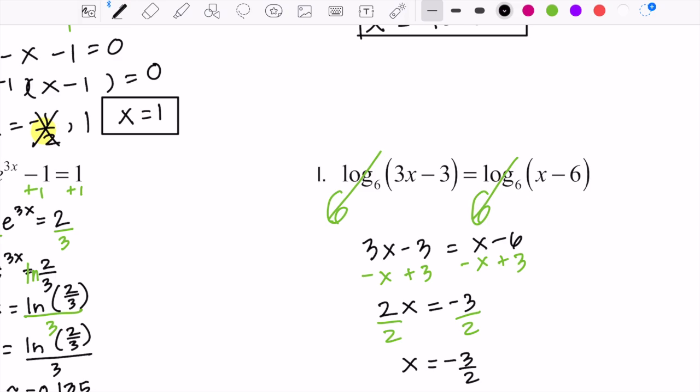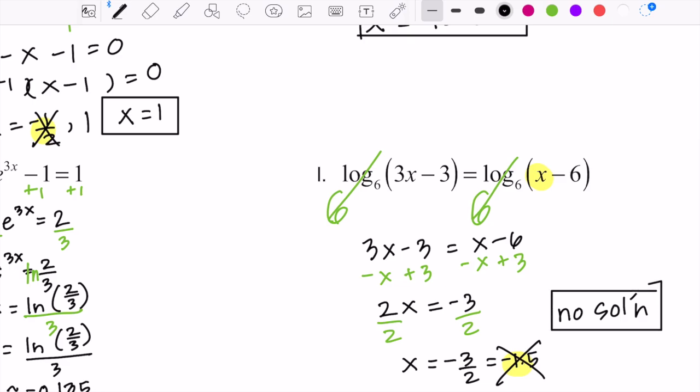And because this is a logarithm, I would need to check it. I didn't want to deal with fractions to check it, so I'm just going to see what happens if I think of it as negative 1.5. If I take negative 1.5 and plug it into that x, it's going to be negative 7.5, which means that negative 3/2, which is the same thing as negative 1.5, doesn't work. So this logarithm actually has no solution.